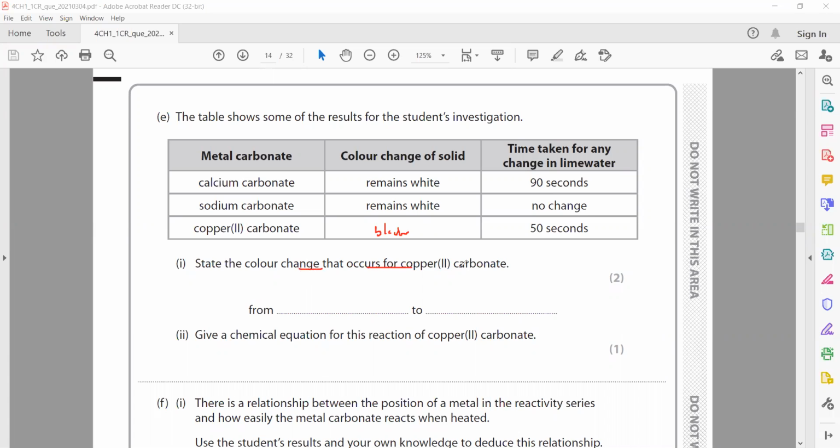State the color change that occurs for copper carbonate. Originally it is green, but it turns into black. Copper carbonate is green in color, copper oxide is black in color. Write a chemical equation for copper carbonate. So we have CuCO3, which decomposes into CuO plus CO2. So copper carbonate decomposes into copper oxide plus carbon dioxide.